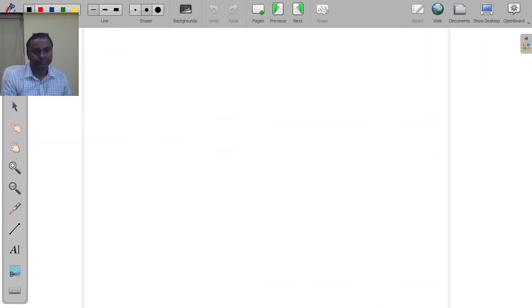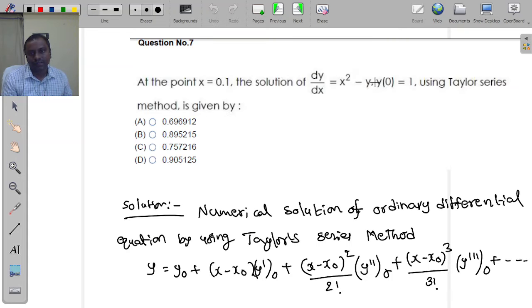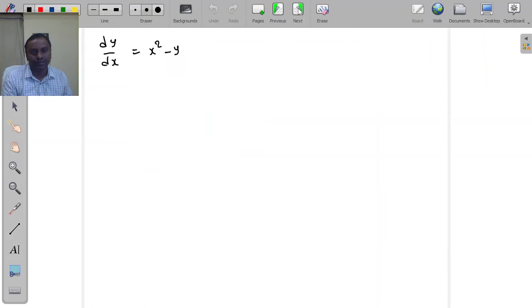Given that dy by dx is x square minus y, with y of 0 equal to 1, and x naught is 0 here.